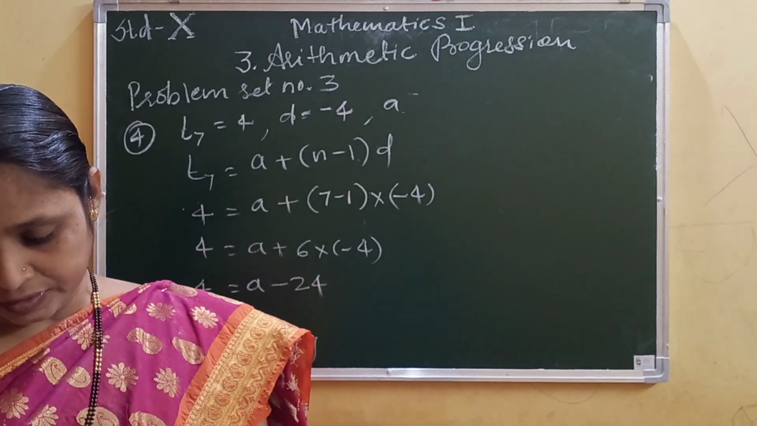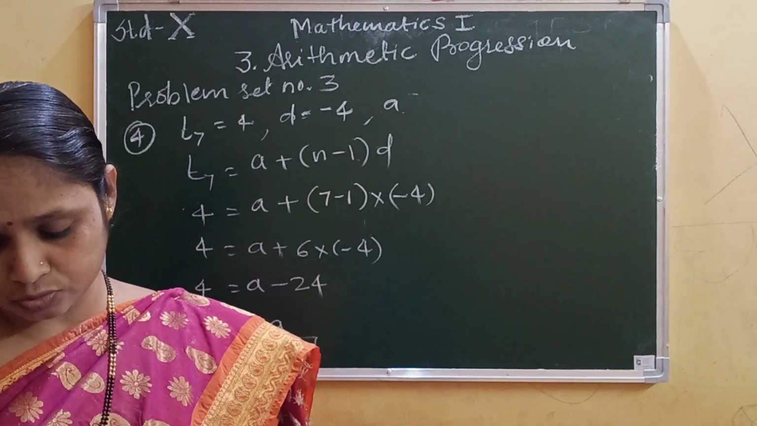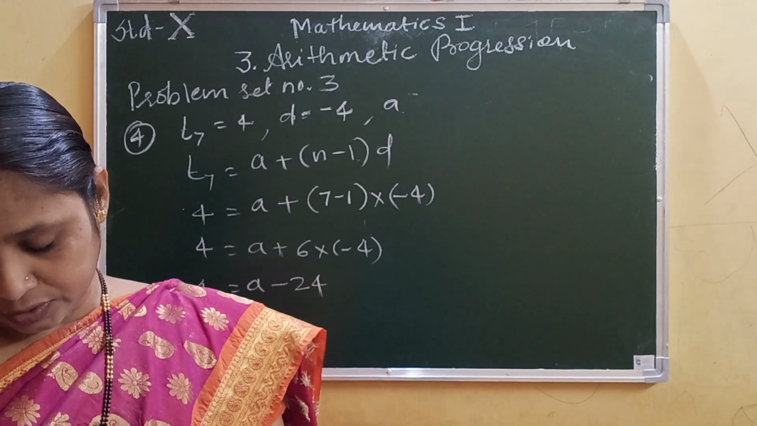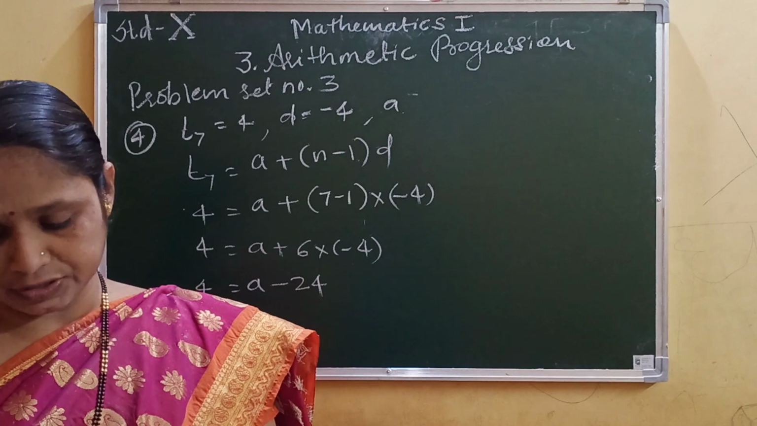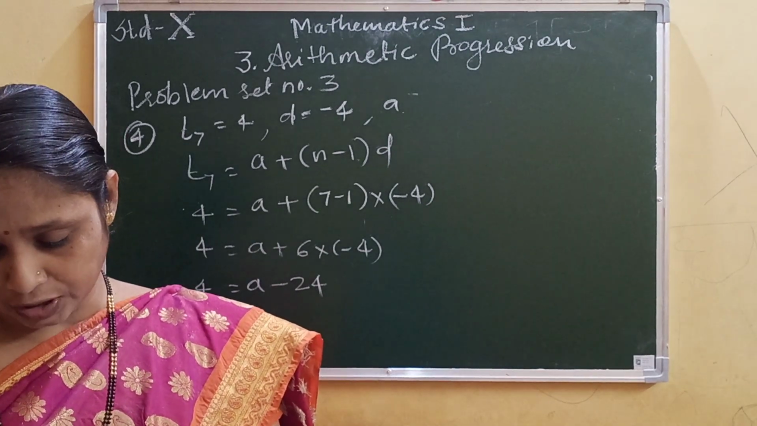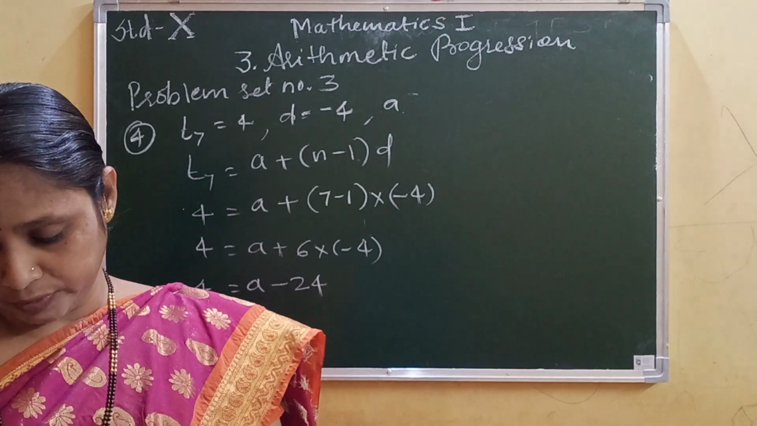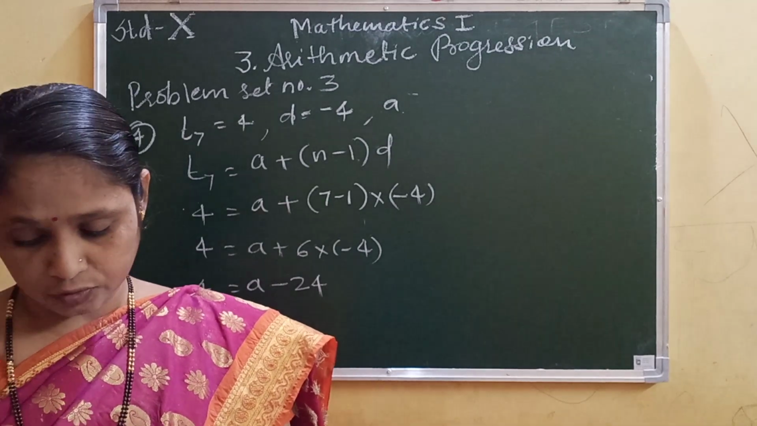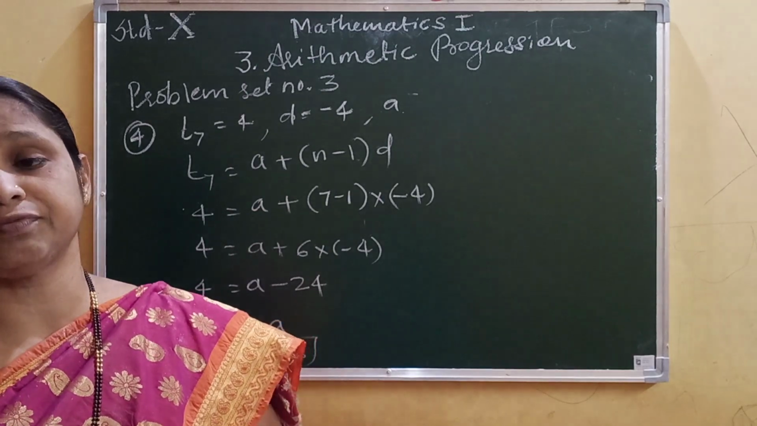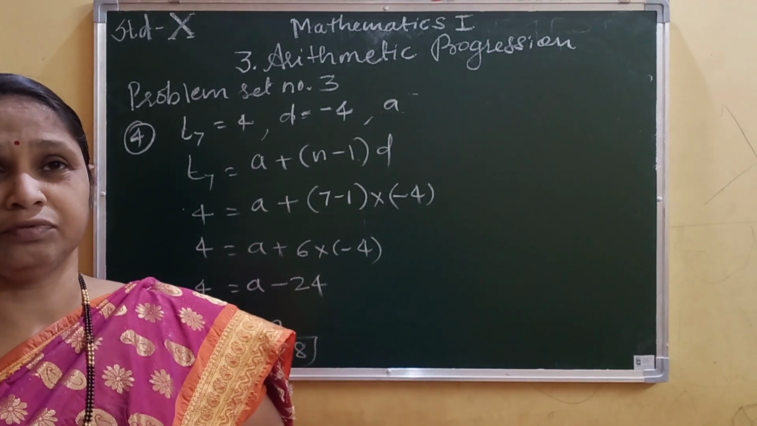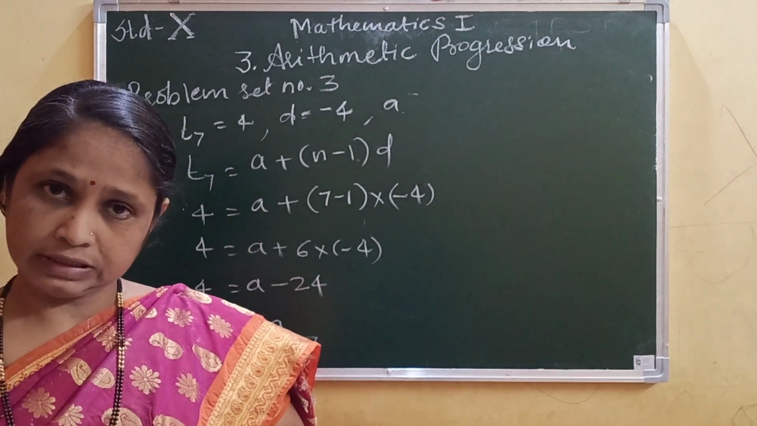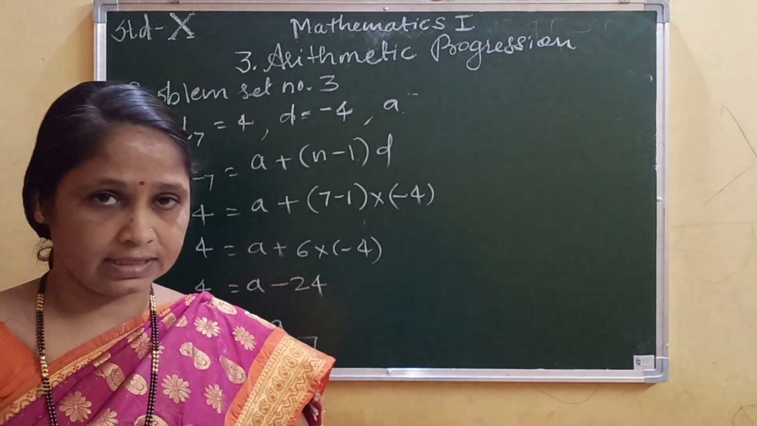Now next, see, in an AP the first two terms are minus 3 and 4. Then you have to find the 21st term, T21. Now the first term and second term are given, so the difference you can find: T2 minus T1 means 4 minus minus 3, which is equal to 7. Okay, the difference is 7.